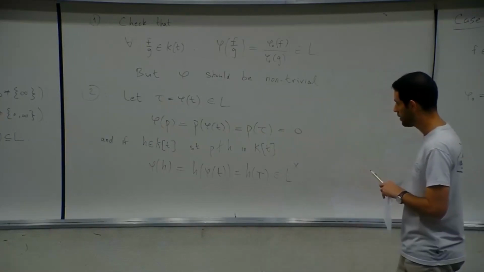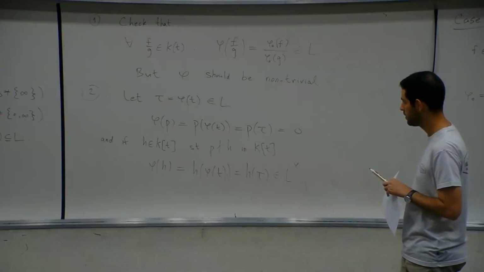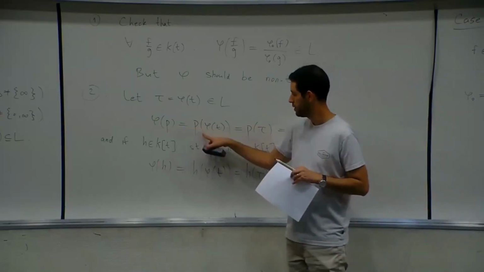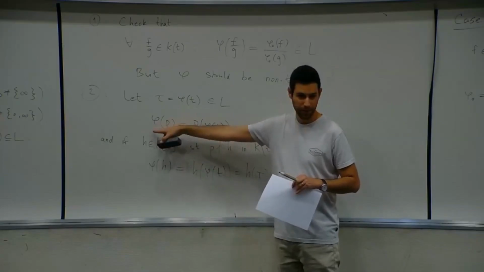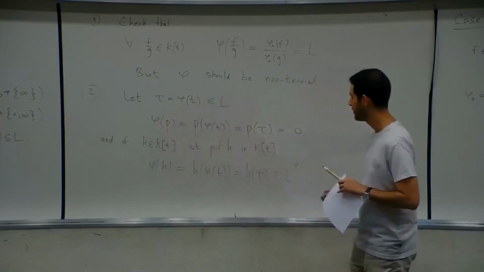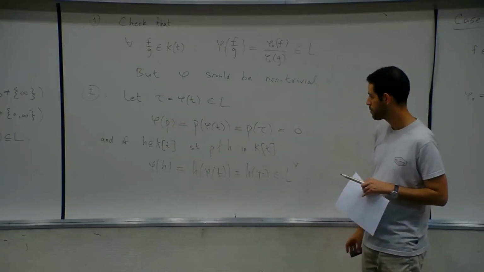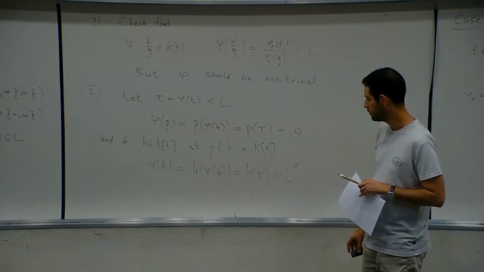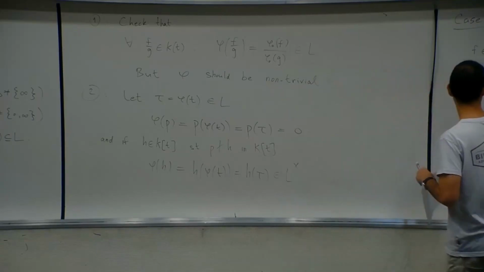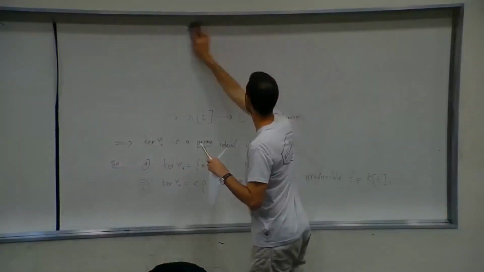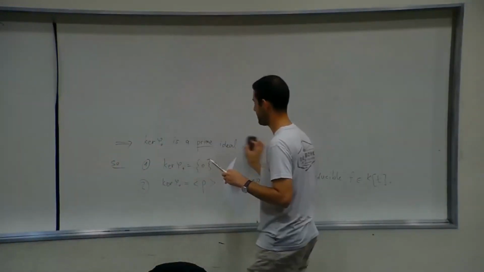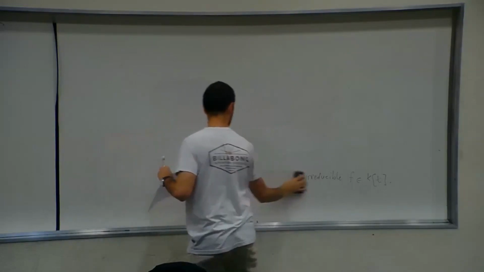Why is phi of P equal to P of tau? Here, just because you write it as a polynomial and then use the fact that phi is a ring homomorphism. Okay, so it's the preparation for the next step, so maybe now it will be clearer.